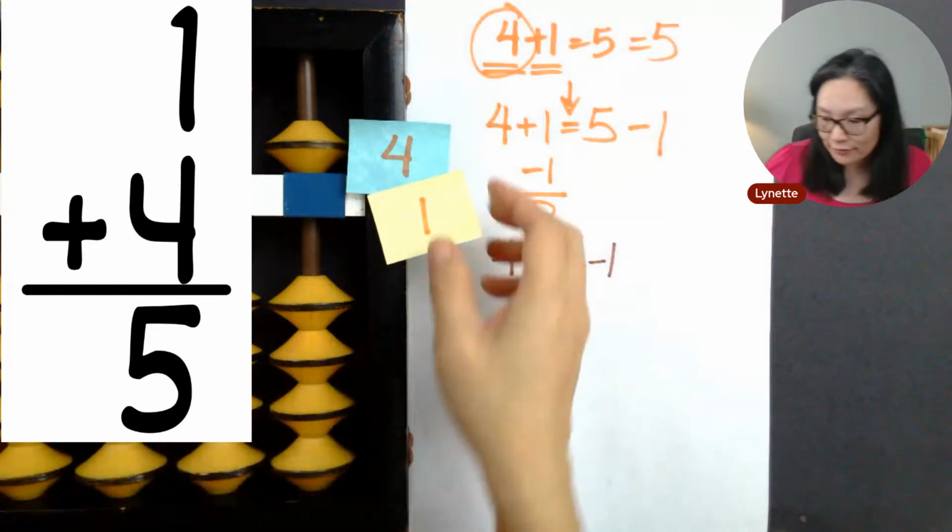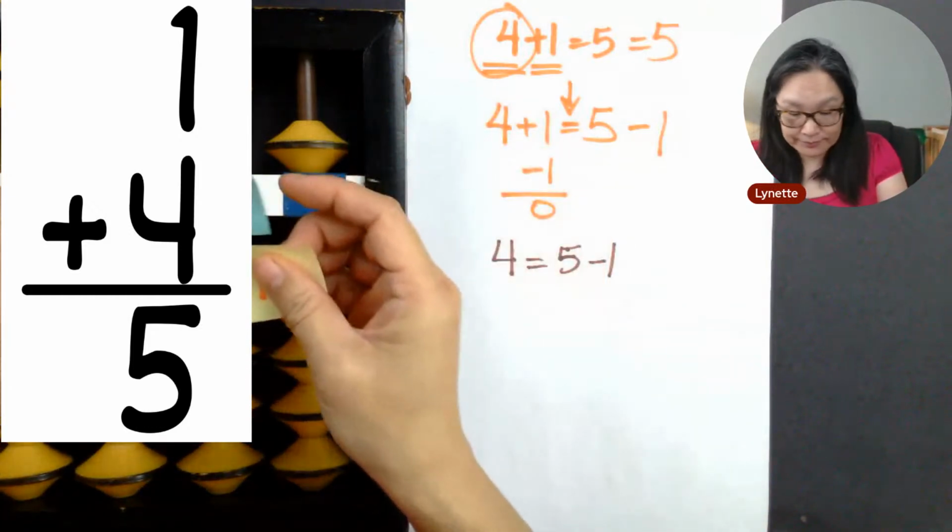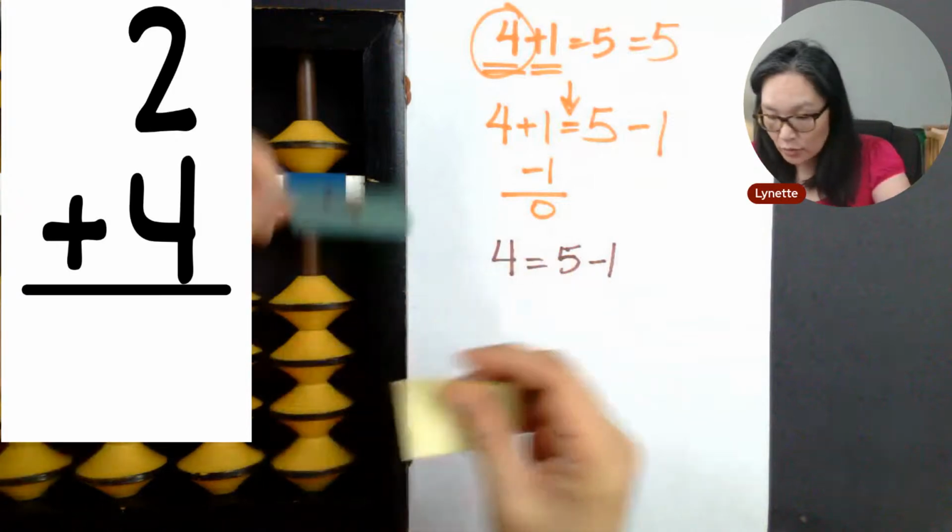Okay, that's really rough. Let's try it again. We have 2.